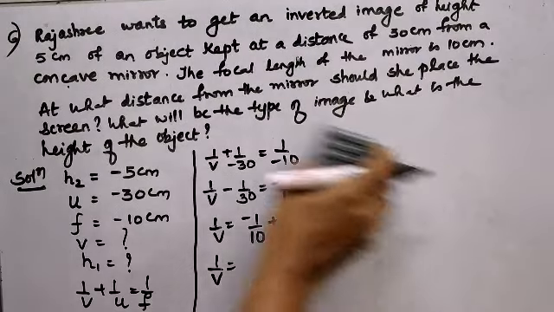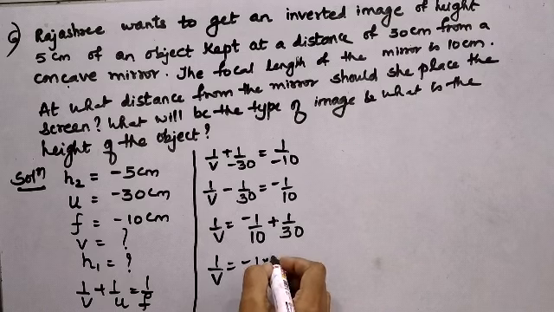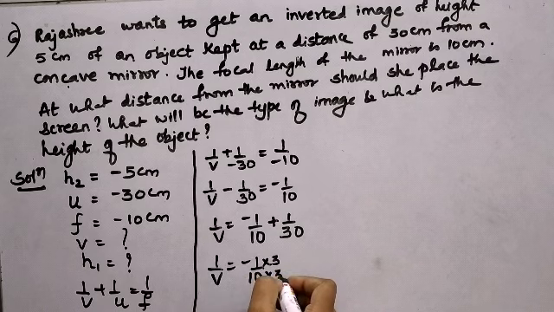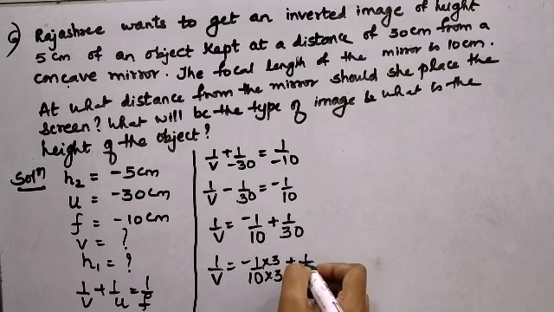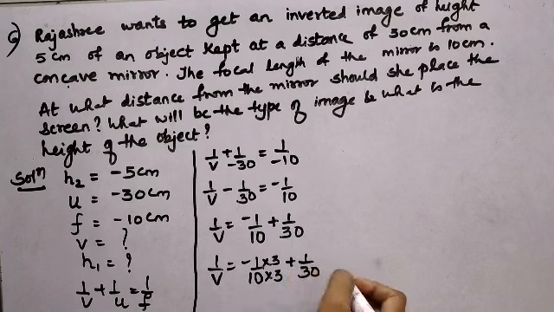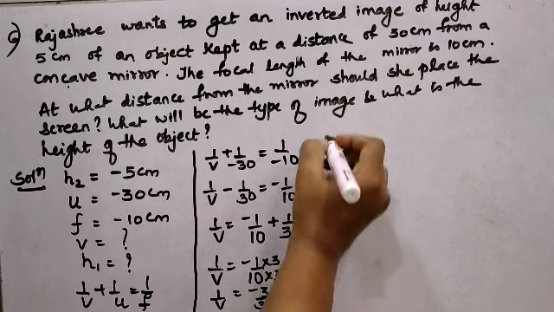If the LCM is 30, then -1/10 has to be multiplied by 3, both the numerator and denominator, because 10 threes will be 30. If the denominator is multiplied by 3, then the numerator also has to be multiplied by 3, plus 1/30. Already there is 30 in the denominator, so there is no need of multiplying. So 1/V will be equal to -3/30 plus 1/30.